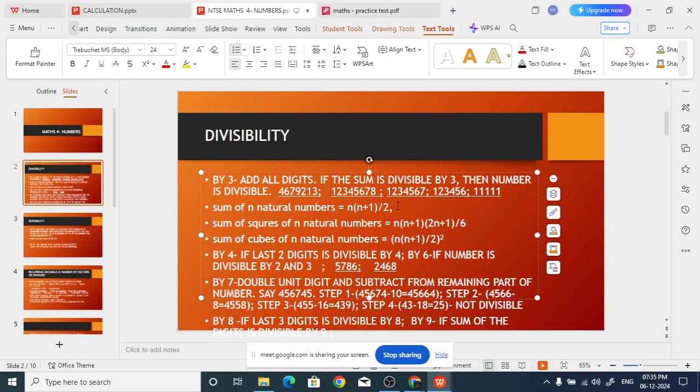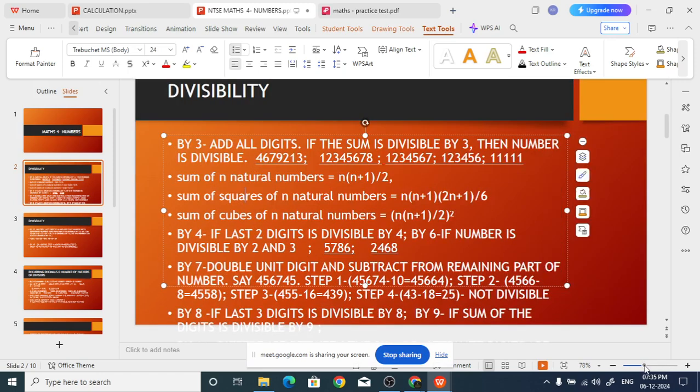Okay. Now, for the sum of n natural numbers, one formula is n into n plus 1 by 2. Most of you know that. Then there is the sum of the squares of n natural numbers. What is that? n into n plus 1 into 2n plus 1 divided by 6. Suppose for the first 10 numbers, 1 to 10, you have to find the sum of the squares. It means 1 square plus 2 square plus 3 square plus 4 square plus 5 square plus 6 square, like that up to 10 square.